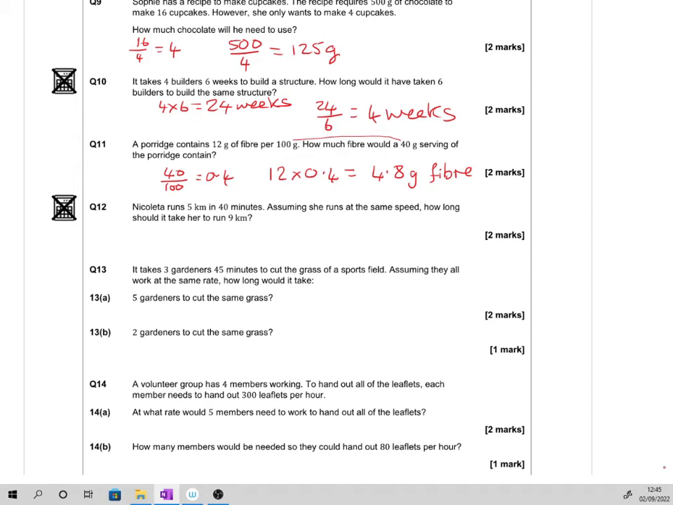Oh, 4.8, sorry. Nicoletta runs 5 kilometers in 40 minutes. Assuming she runs at the same speed, how long will it take her to run 9 kilometers? So let's find out how long it takes her to run 1 kilometer. So we've got 40 minutes divided by 5, which is 8 minutes for 1 kilometer, and 8 times 9 is 72 minutes.